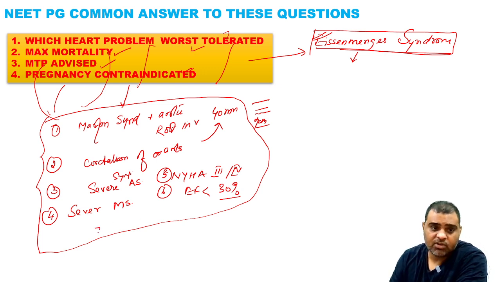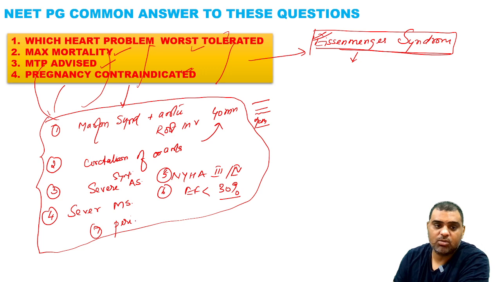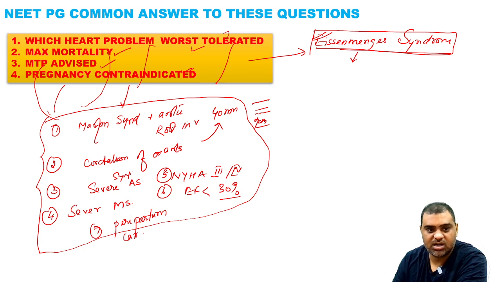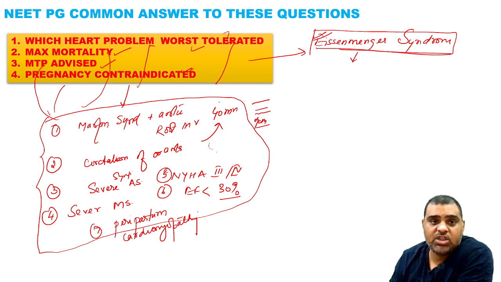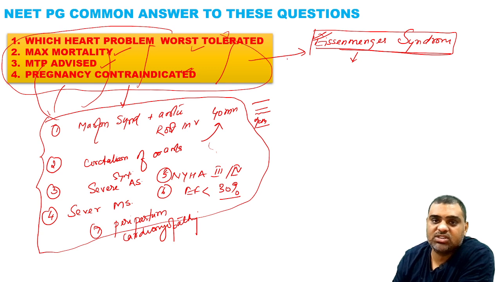And yes, one I was forgetting, that is peripartum cardiomyopathy. Very disastrous condition. Cardiomyopathy. Okay. So you have to remember this table. If they ask you any of this, it is given in the question, you have to answer these things.